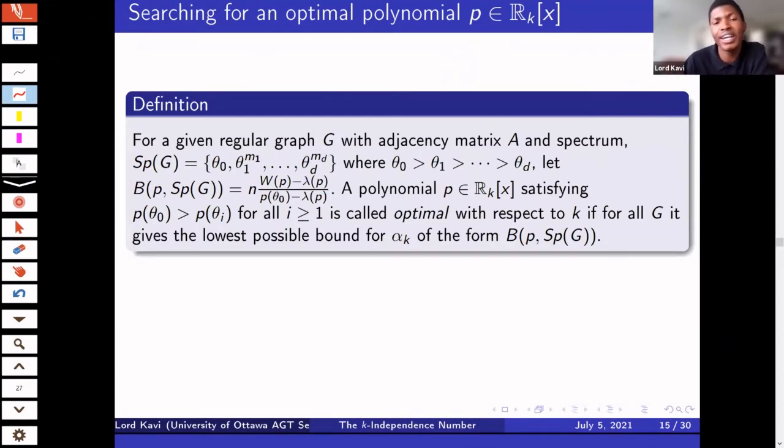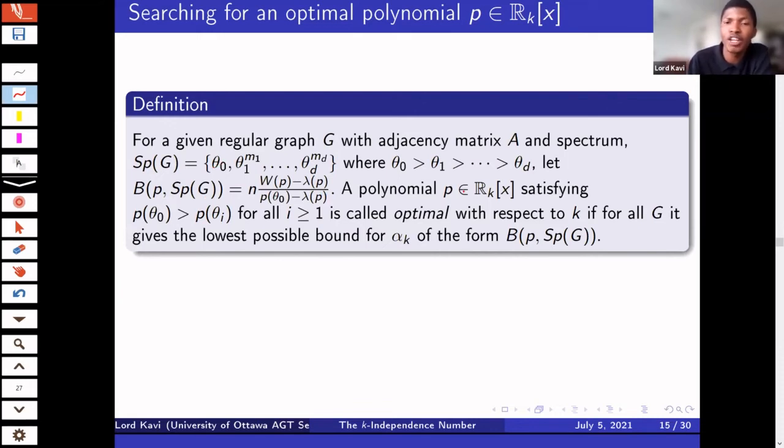So like I said earlier, the bound depends on an appropriate polynomial. So for the purpose of this work, let's define the best polynomial possible, the best polynomial that will give us the best bound possible from this relation. Let's call it an optimal polynomial. So let's call this bound B P of SP, where SP of G is the spectrum of the graph G.